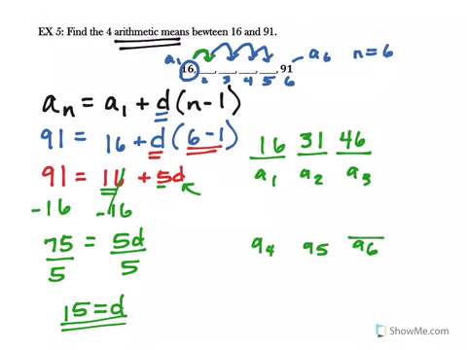And continuing on there, we would add 15, adding 10 would be 56, and another 5 would be 61. And then adding 15 to that would give us 76. And then adding 15 to that would give us 91. So there we have it. These are the answers that we're after. 31, 46, 61, and 76 are those missing numbers in the sequence.